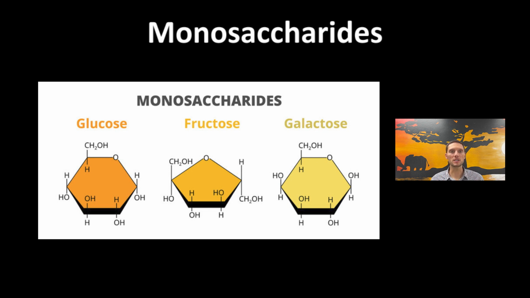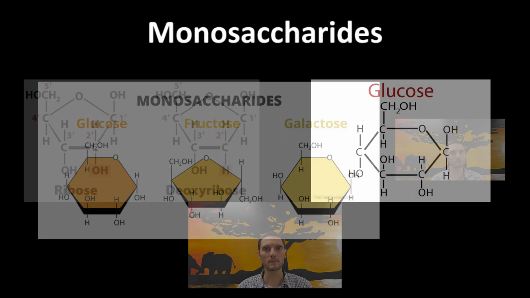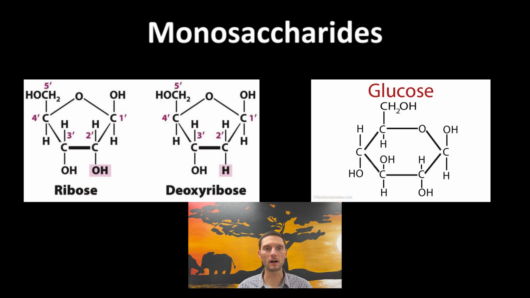And when glucose is oxidized through aerobic respiration, it yields energy. Specifically, it's 4 calories per gram for carbohydrates that's yielded. We can also see here in our images some examples of glucose as a 6-carbon sugar, as well as ribose as a pentose sugar, meaning it has 5 carbons in its ring.